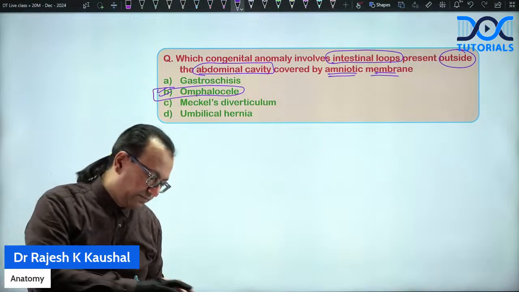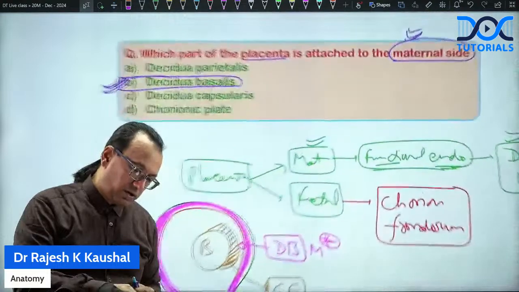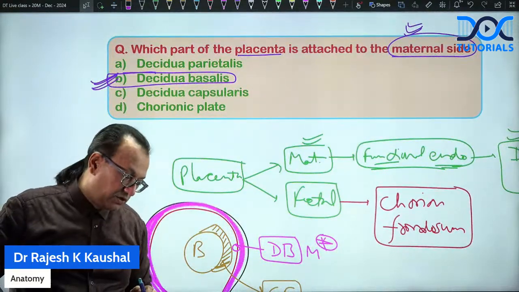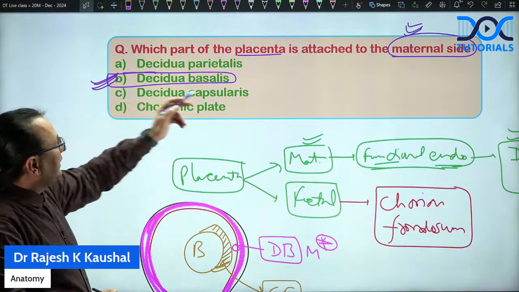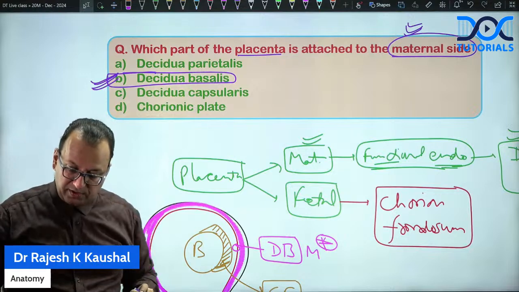Okay, so you are asking about this question. G unlimited, the question is which part of the placenta is attached to the maternal side, and I'm telling you decidua basalis. Do you have a difference of opinion?